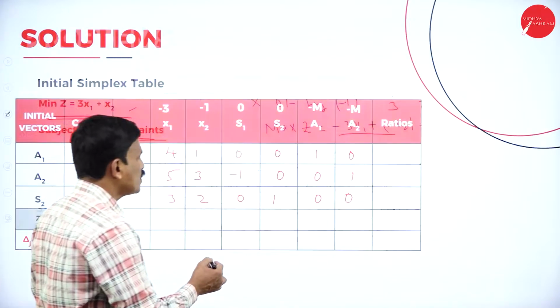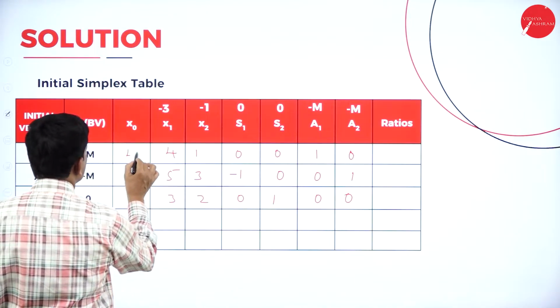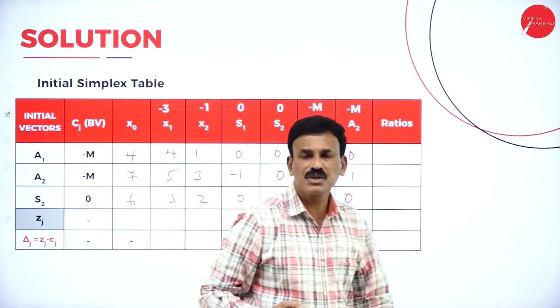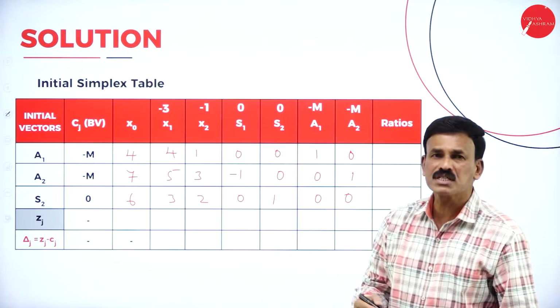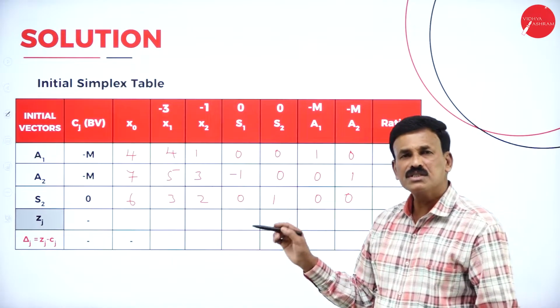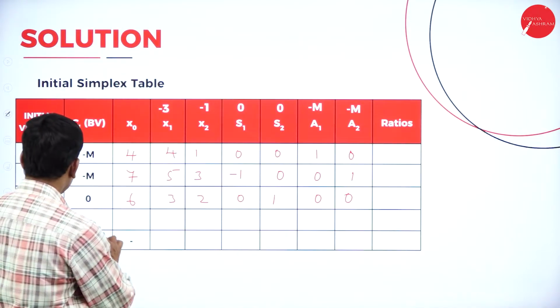What are the values of x0? The x0 values are 4, 7 and 6. So this is how we write the coefficients of x1, x2, s1, s2, a1, a2 from the three constraints. Now, let us find out the value of delta j.